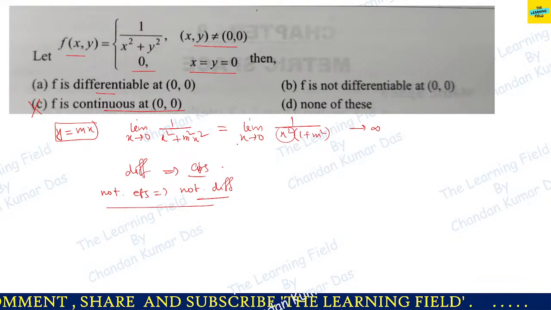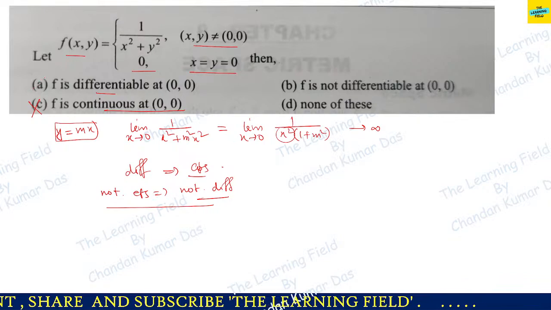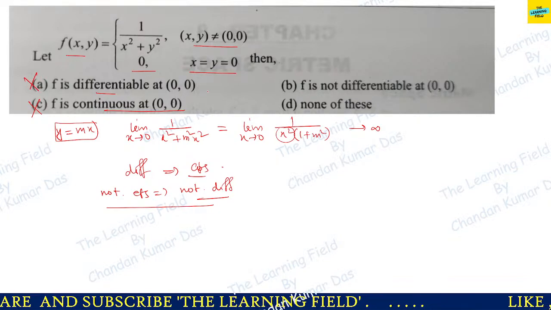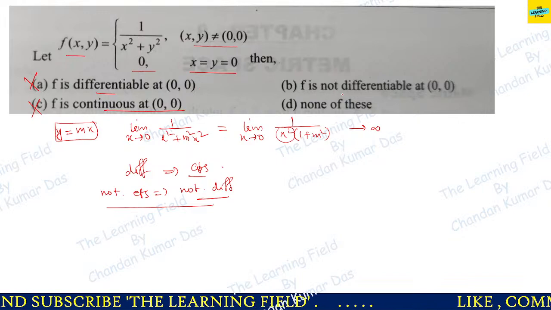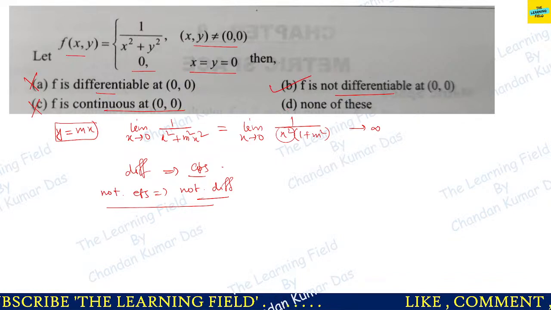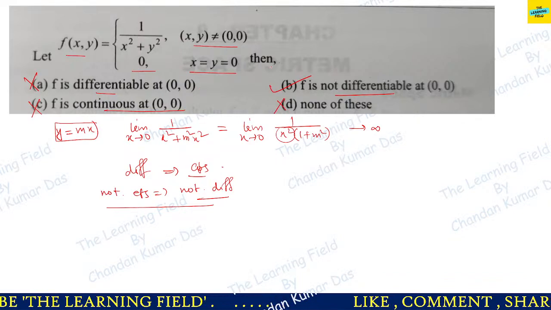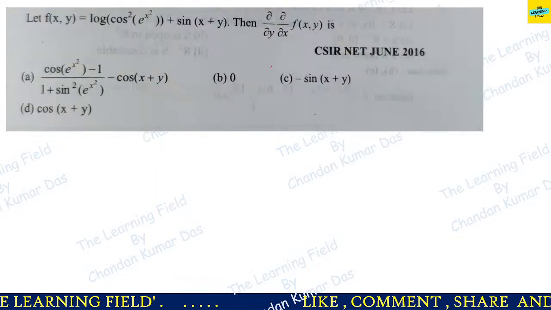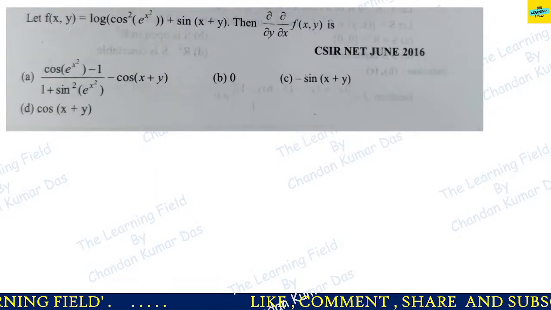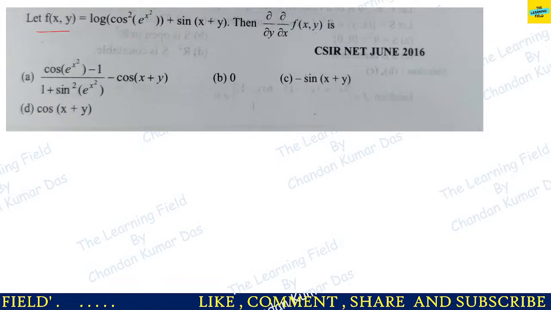So this is not continuous, that means यहाँ पर तो differentiability का कोई क्वेश्चन ही नहीं उठता है, that is f is not differentiable, that is this is the given answer, the right answer, and ये भी not true. So f is not differentiable at 0 0. The next question, it is a very easy question, comes in the CSIR NET.